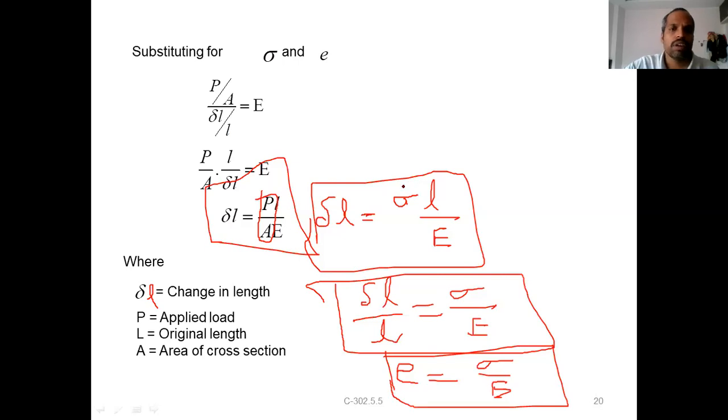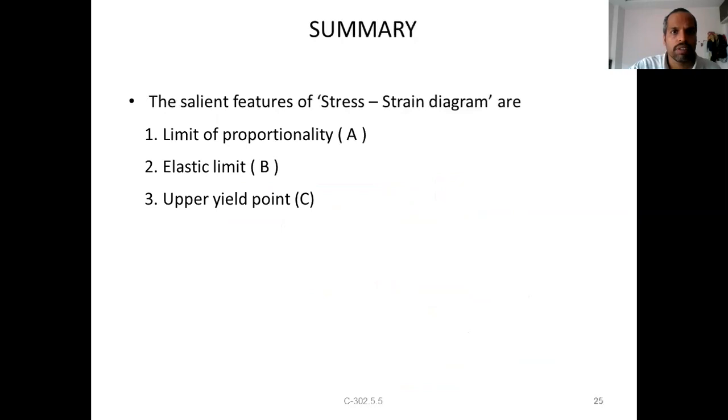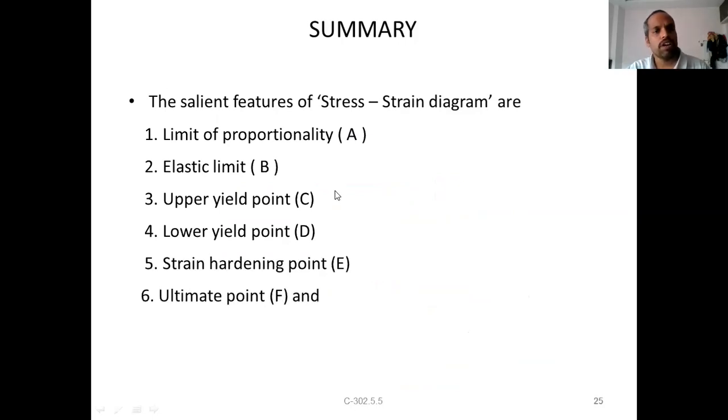Now let us summarize what we have discussed today. We have discussed the different formulas from the last class. Let us summarize the salient features of the stress strain diagram: limit of proportionality, elastic limit, upper yield point, lower yield point, strain hardening point, ultimate point, and breaking point. These are the salient points. In the examination, you may get questions to draw the stress strain graph, show the salient points, and briefly explain them.